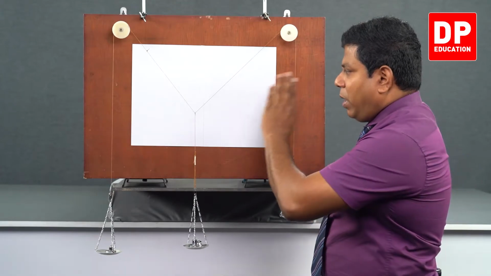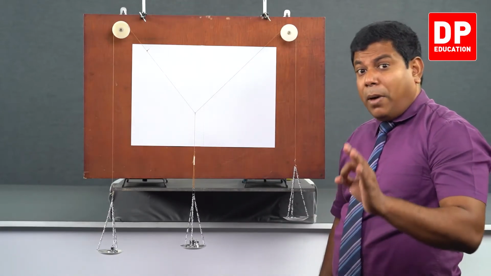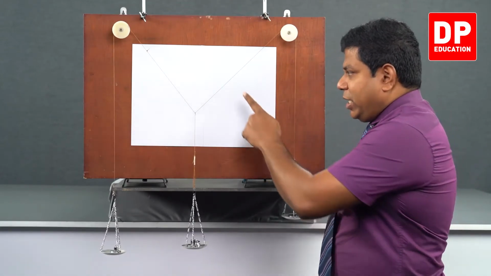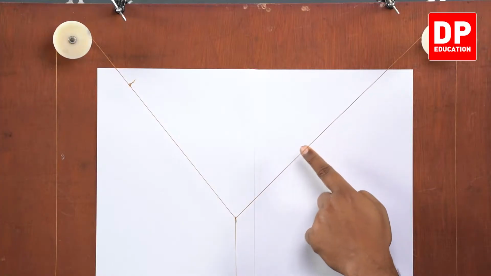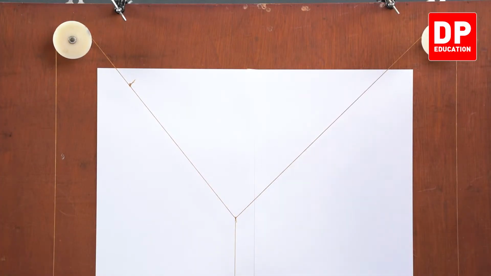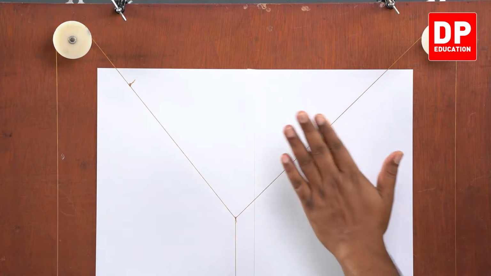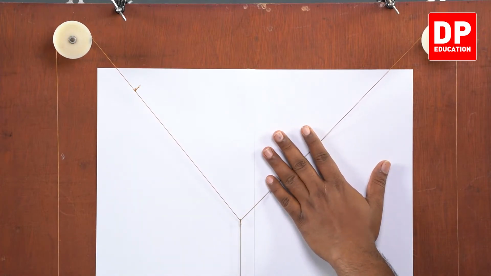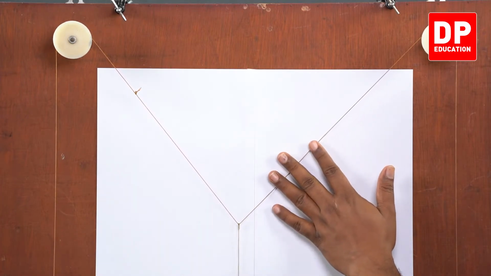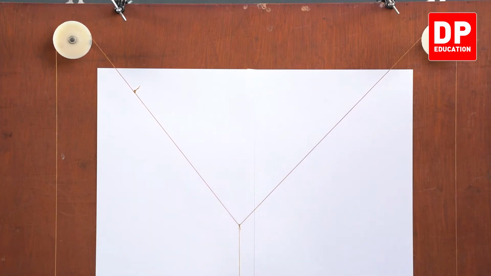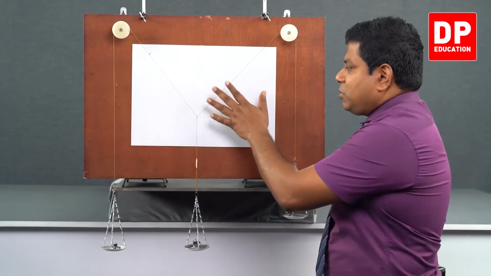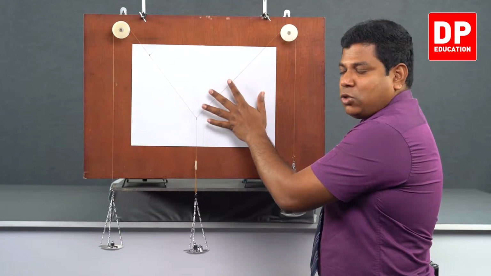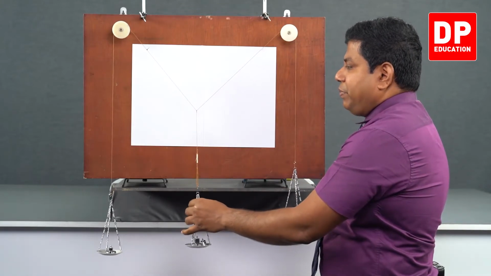Okay, now shall we mark these points? Marking the point is also difficult because can you see there is a gap? There is a gap between the board and this thread or string. So you can't just press it like this and mark the point. Because when you press it like this, it may not be as straight a line as it was earlier. So we can't just press like this and mark. So how do we mark it precisely?